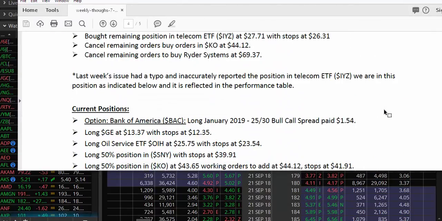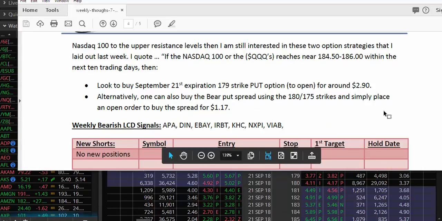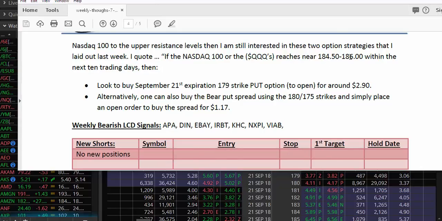And as we go through here, it pretty much says, listen, I think there's an upper resistance level, and we should look to buy if the Qs reach near 184.5, 186 within the next 10 trading days. Now, that was written about 8 trading days ago. So it was right around this time I said, look to buy. If we get there, then we should see the Sep 21st expiration 179 strike put option. Get in that for around 290.